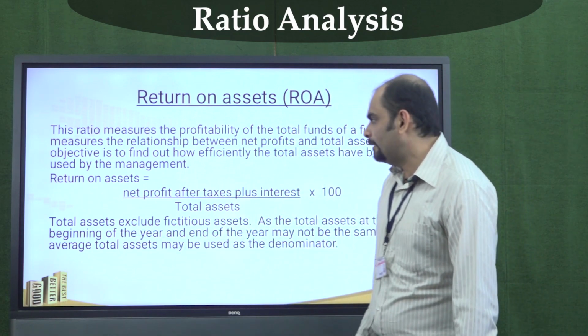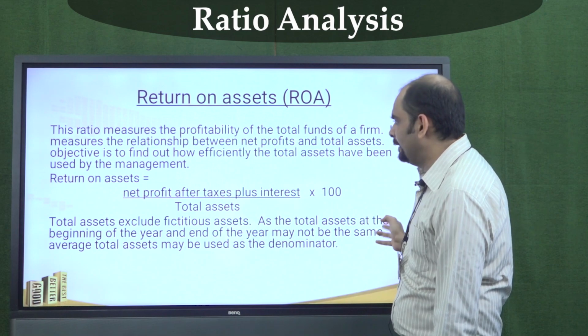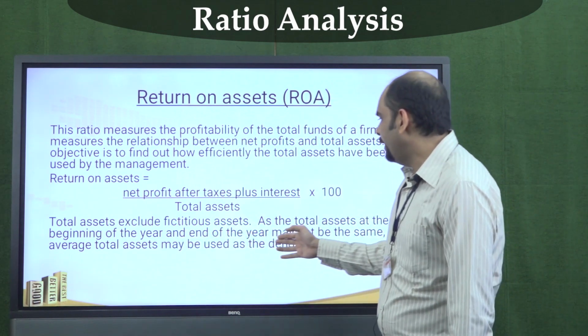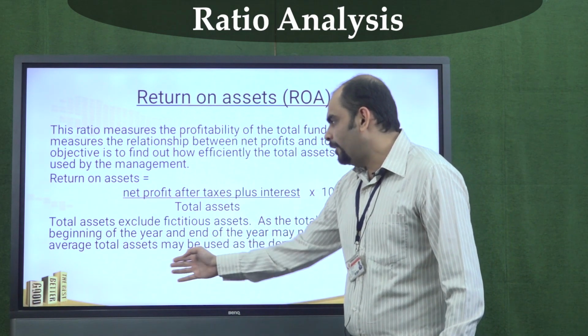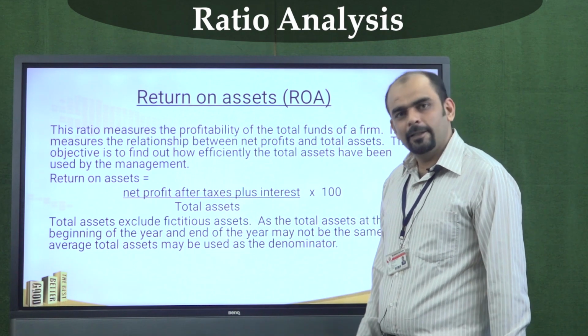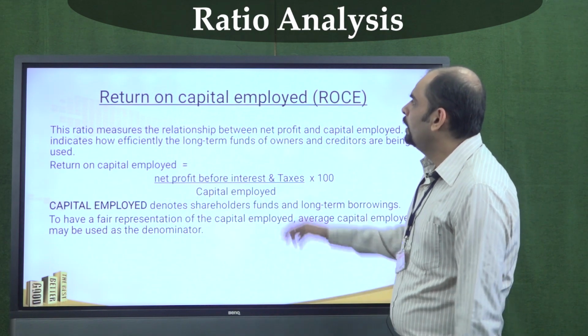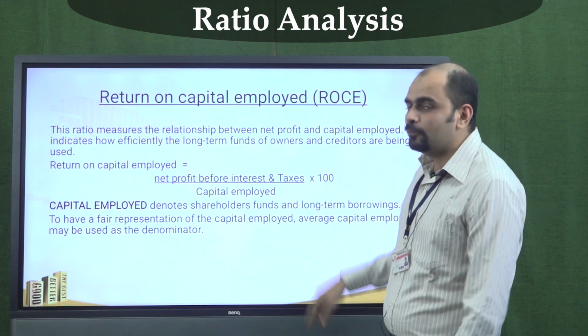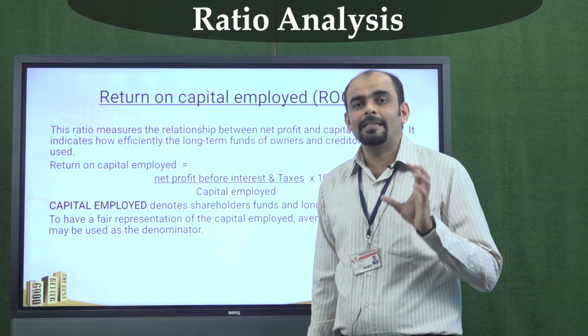Total assets exclude fictitious assets, as the total assets at the beginning of the year and at the end of the year may not be the same. Average total assets may be used as the denominator. Return on capital employed, ROCE, one of the very important ratios that is asked in exam.